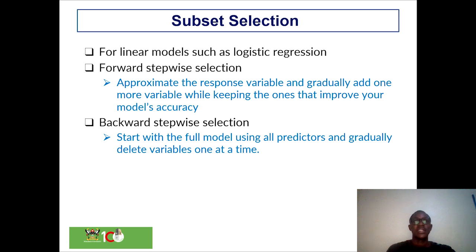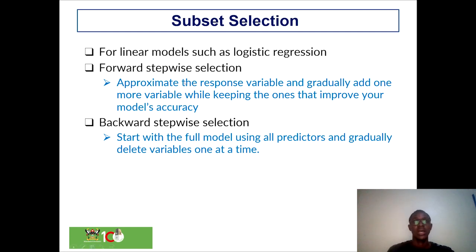Next, we have subset selection, and this is typically applicable for linear models such as linear regression or logistic regression. So what happens is you experiment with a group of features. So there are two ways to do it. There's a forward stepwise selection and a backward stepwise selection.